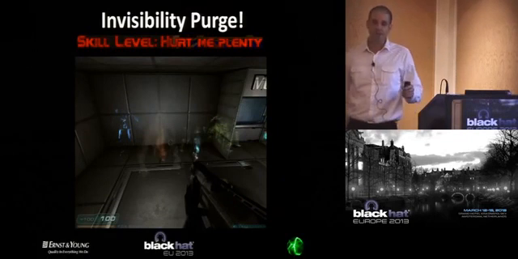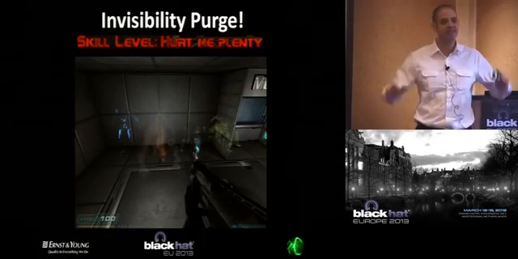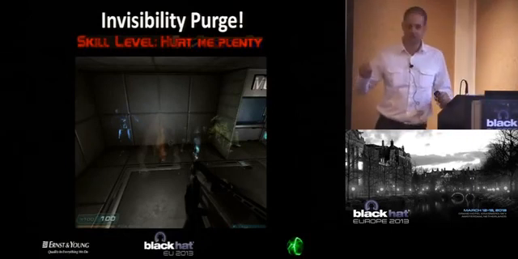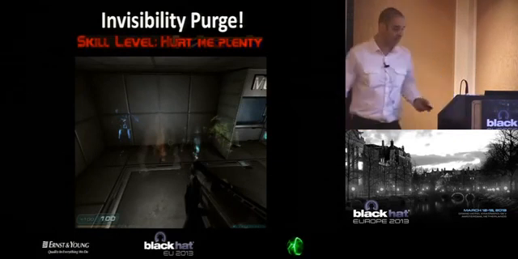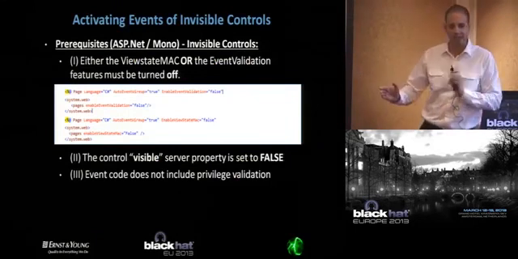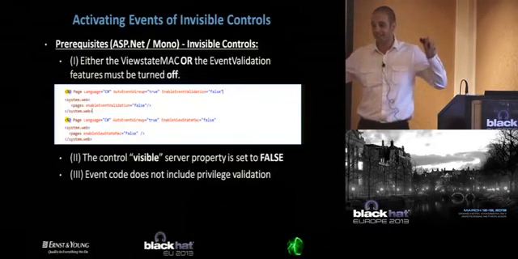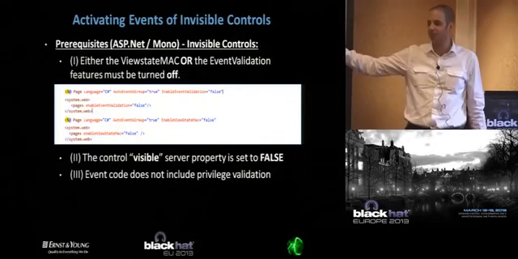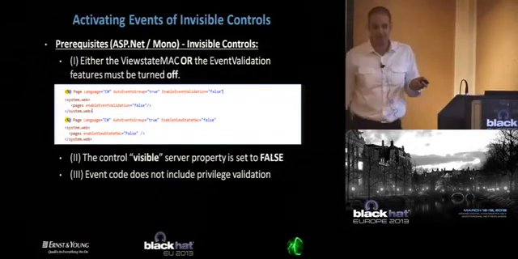And there are many ways in which we can execute invisible controls. But let's start with the simplest ways. And that's when one of the security features that .NET already has is disabled. If you remember, earlier I discussed two main security features, the viewStateMac and the event validation, both designed specifically to prevent attacks such as execution of events that are associated to invisible controls. What happens when one of those features is disabled?